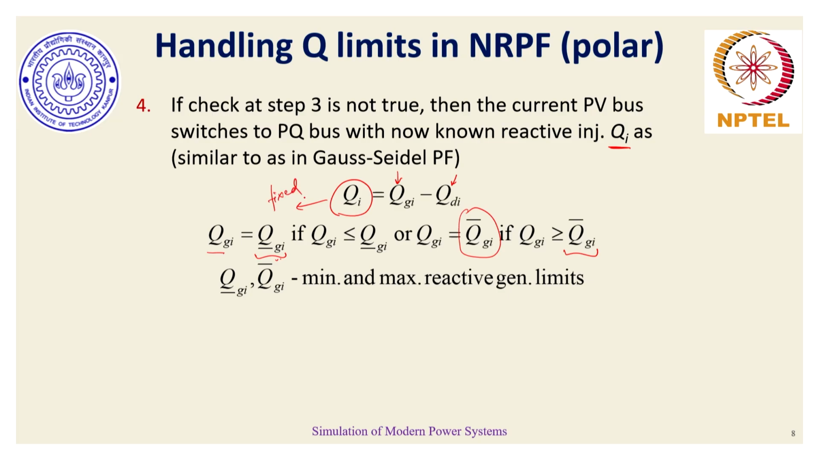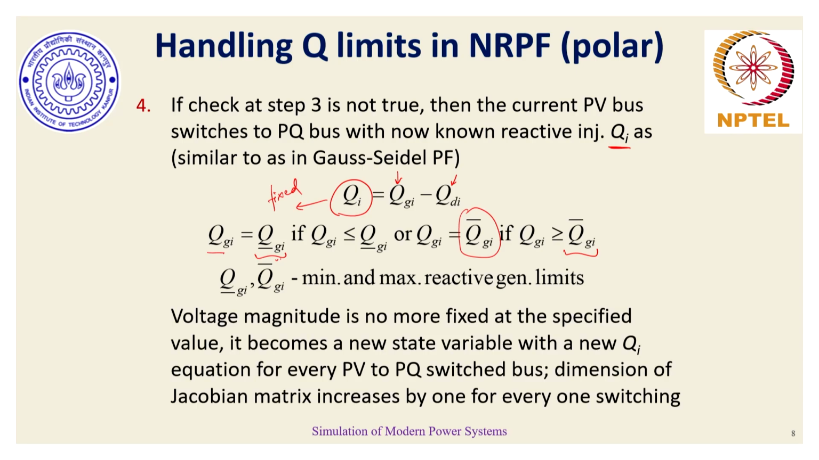If Q becomes fixed, that means in the Newton-Raphson power flow equation, f of x will have an additional equation, and that's the reason why the dimension of the Jacobian matrix increases by 1. If the function increases, the corresponding x will also have to increase. The new x is essentially the voltage magnitude of this PV to PQ transformed bus. Having said this, the Jacobian matrix dimension increases, but the Jacobian evaluation process remains the same.